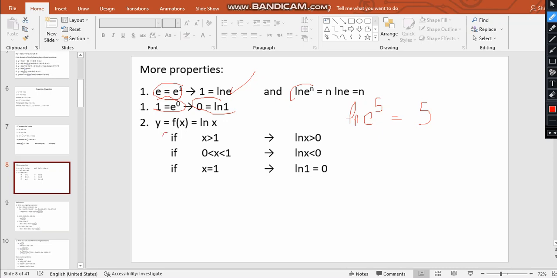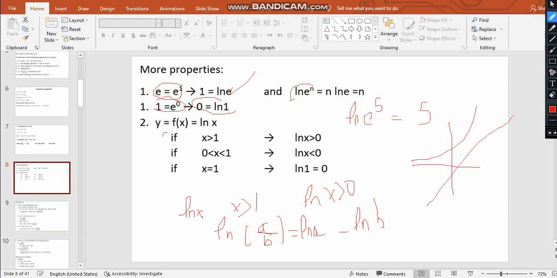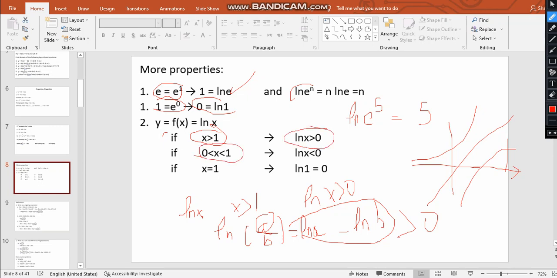Now, if you have y equal ln x, okay? If x is bigger than 1, ln x is positive. Why? Because if x is bigger than 1, it's of the form a over b, where a is bigger than b. So it's ln a minus ln b. Because ln is an increasing function. We said the exponential is increasing, so its inverse is also increasing. So as x is getting bigger, y is getting bigger. So if a is bigger, ln a minus ln b is positive. So if x is bigger than 1, ln x is bigger than 0. But if x is between 0 and 1, that is, a is smaller than b, so ln a minus ln b is negative. So ln of 0 point anything is always negative. And if x is 1, we said ln 1 is 0.